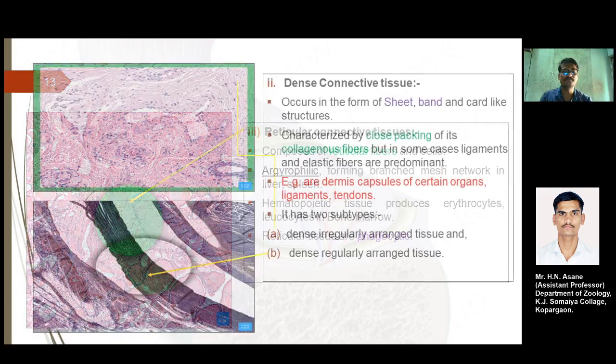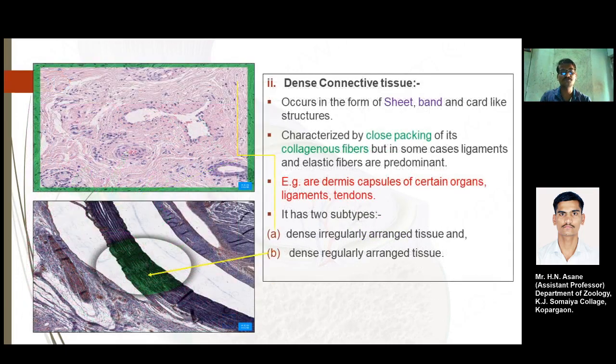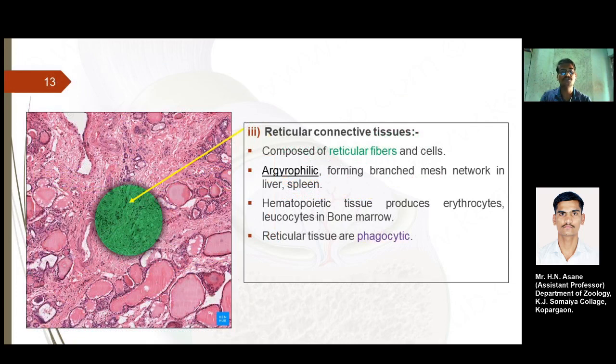The third type of adult connective tissue is reticular connective tissue. The reticular fibers are present in the reticular connective tissue. They are argyrophilic. Again, these reticular connective tissues have an affinity to silver dyes or silver stains, forming a branching mesh-like network in the liver and spleen. These are the two organs mainly focused on by the reticular connective tissue, the liver and the spleen.